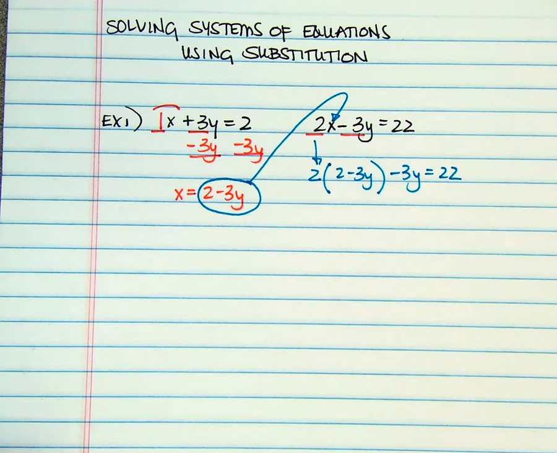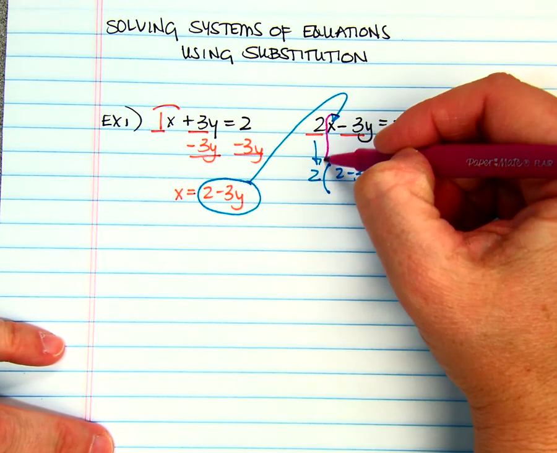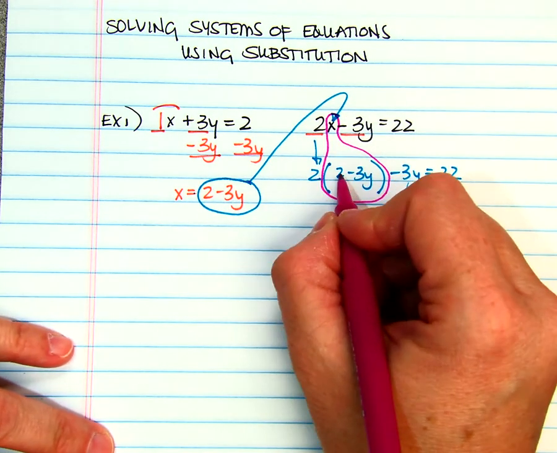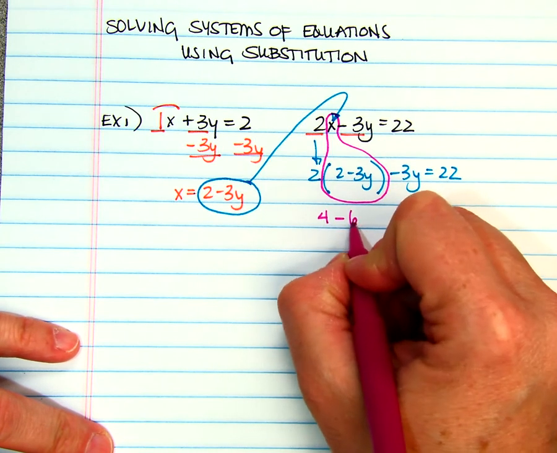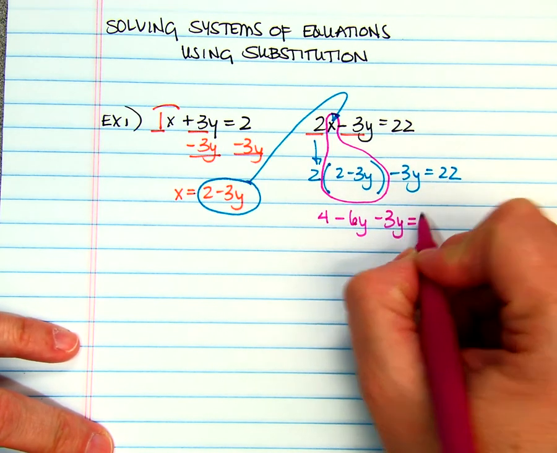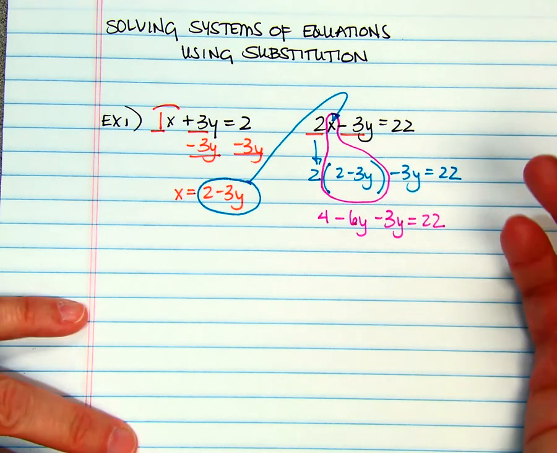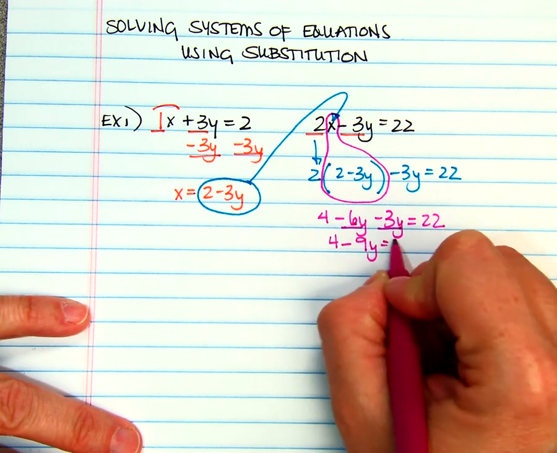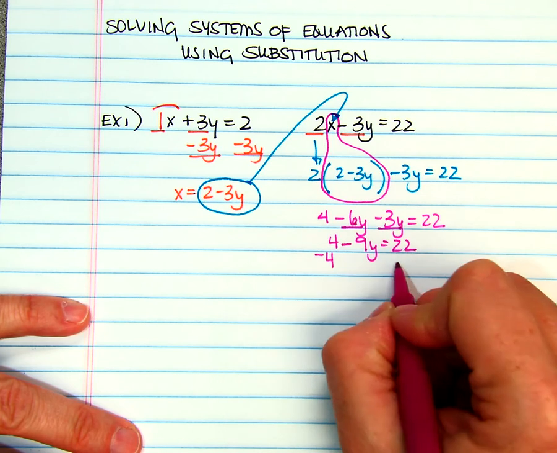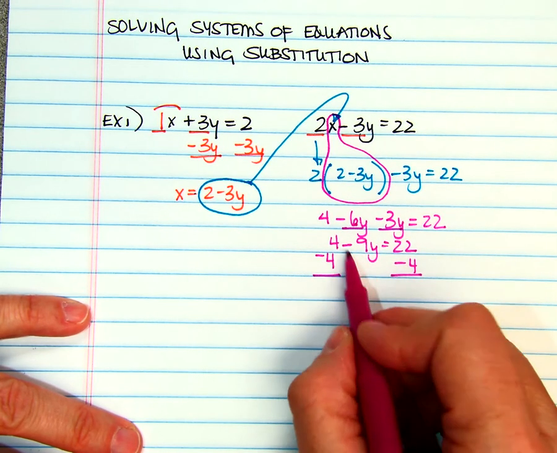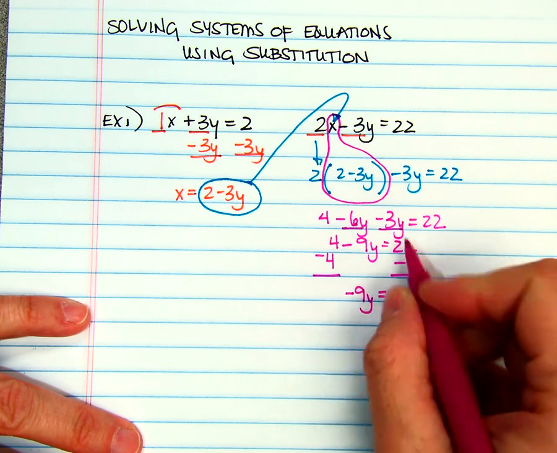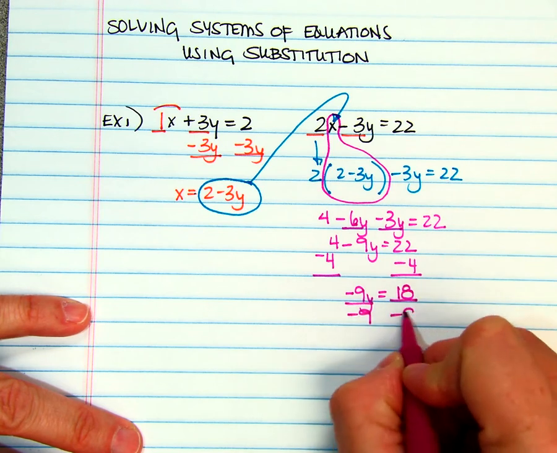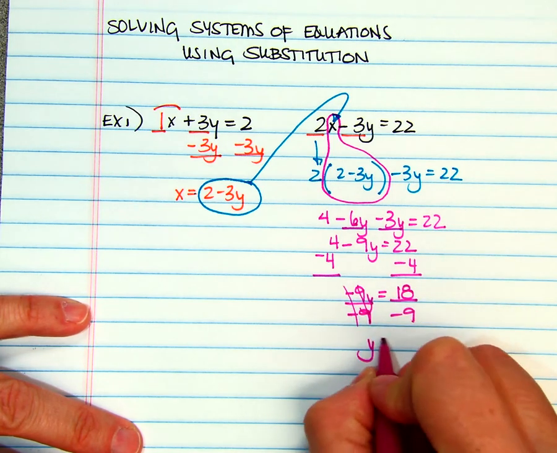So all I have done so far is I have replaced or substituted my x with that. So I now have, when I distribute, 4 minus 6y minus 3y equals 22. We're right back to solving an equation. So 4, combine these like terms, minus 9y equals 22. And subtract 4 from both sides, which gives me, don't forget that, negative 9y equals a positive 18. Divide both sides by my negative 9 to get the y by itself. And I have y equals negative 2.